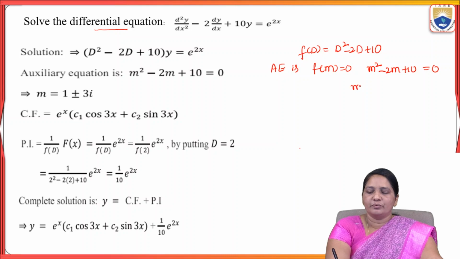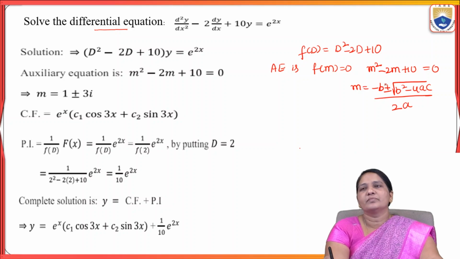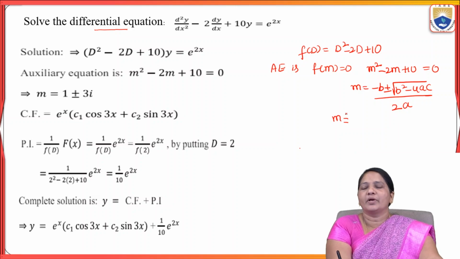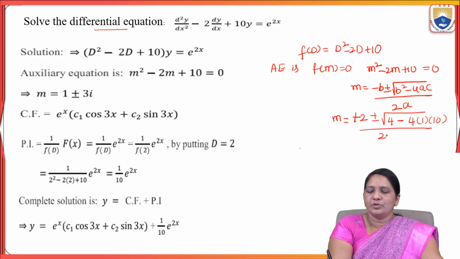So m equal to minus b plus or minus square root b square minus 4ac by 2a. We are using that formula to calculate the m value. So minus minus 2 is plus 2, plus or minus square root b square is 2 square, so 4 minus 4ac, 4 into 1 into c is 10, by 2 into a is 1.